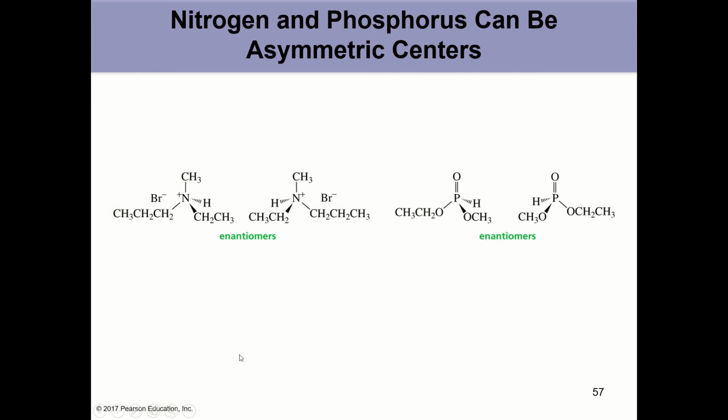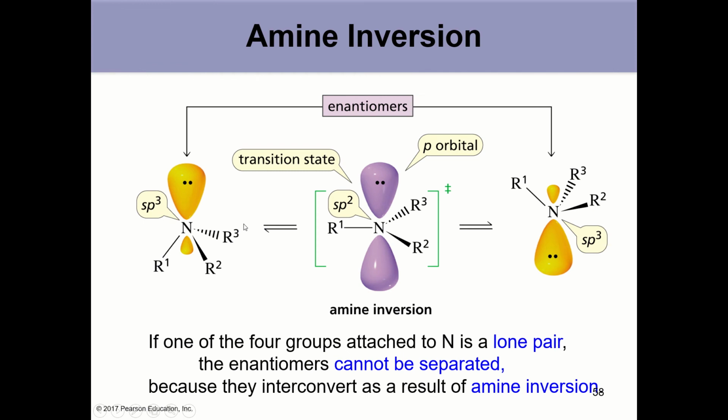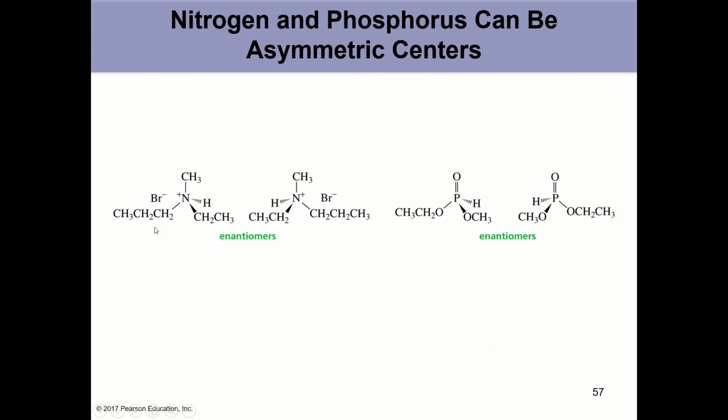So we've been talking about carbons as asymmetric centers, an atom with 4 different groups. But any atom with 4 different groups can be an asymmetric center. So nitrogen and phosphorus that can be bonded to 4 different groups can also be asymmetric centers. So showing here, we have a nitrogen bonded to a methyl, an ethyl, and a propyl.